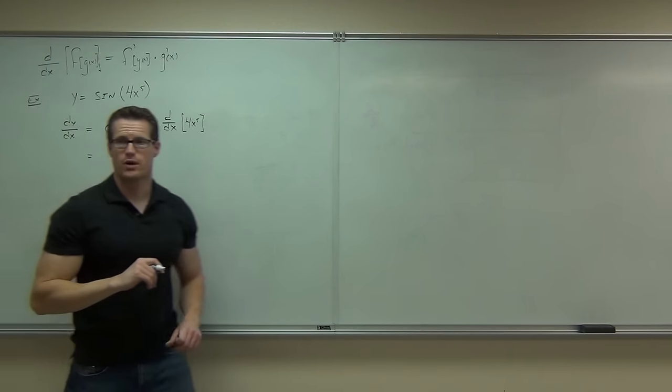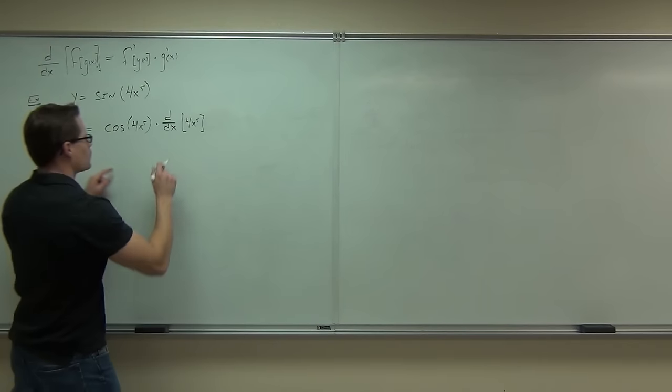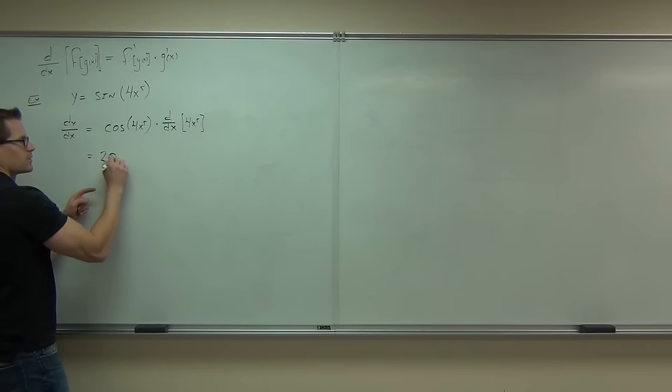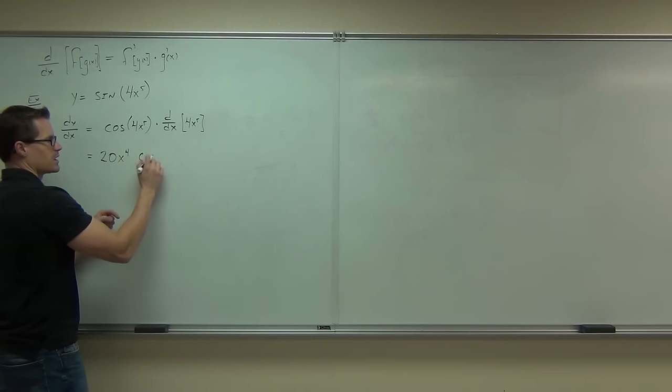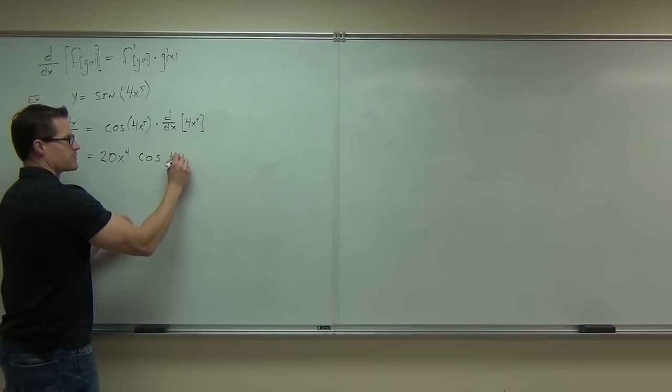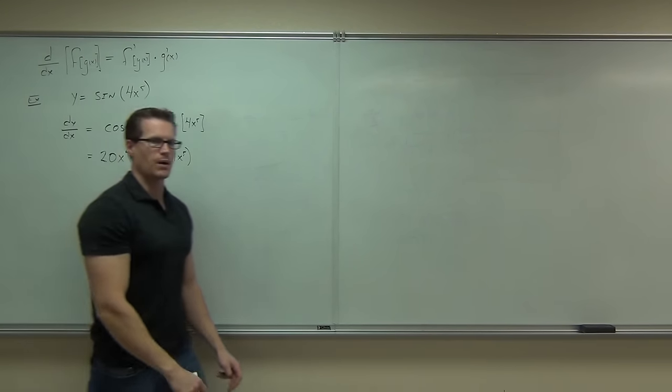What's the derivative of 4x to the fifth? 20x to the fourth. That's where we're getting that from. So we're going to have a 20x to the fourth times cosine of 4x to the fifth. That right there, that's our derivative. That was a chain rule.